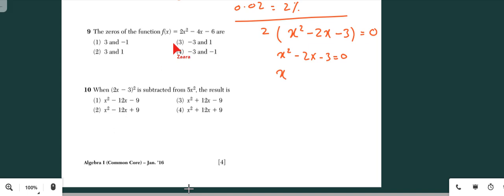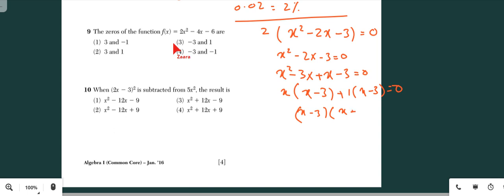Then I have to break this negative 2 in terms of a suitable number so that I can get a product of negative 3, and on addition I will get negative 2. So I'm writing it as negative 3x plus x minus 3 equals 0. Taking x outside, it will give me x into x minus 3 plus 1 into x minus 3, that is equal to 0. So I will get x minus 3 and x plus 1 equals 0. It means x equals 3 and x equals negative 1. So x equals 3 and x equals negative 1 is the answer.